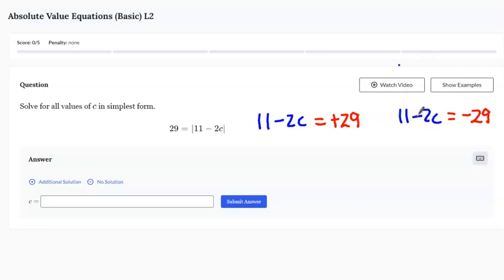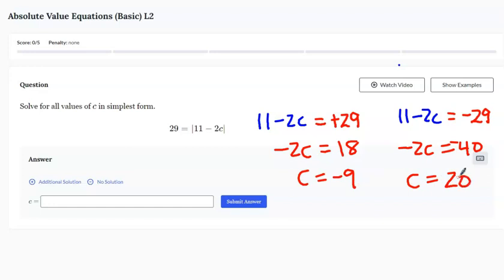So now we have our setup. We simply perform the inverse operations: subtract 11, subtract 11, and then divide by negative 2, divide by negative 2. And now we have our two solutions. When you go to type your solutions, you'll need to press this plus sign, so if there are more than one answer, you can type them both.